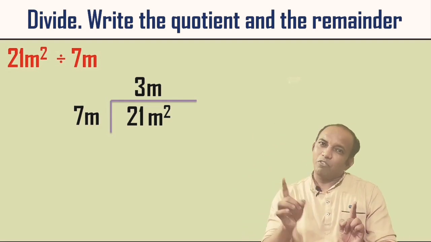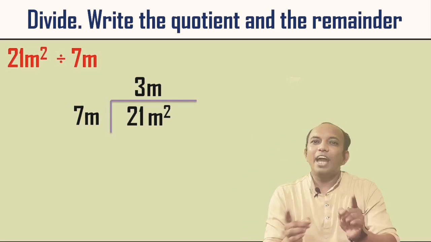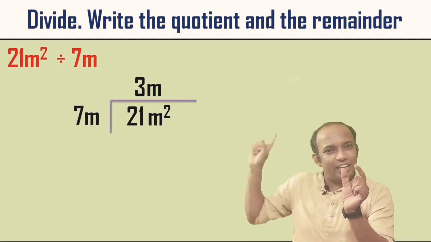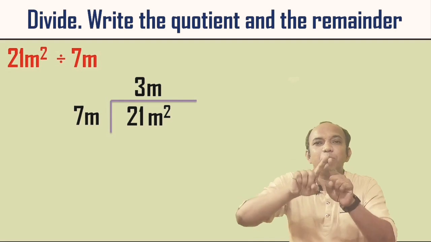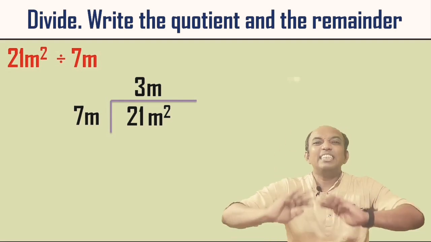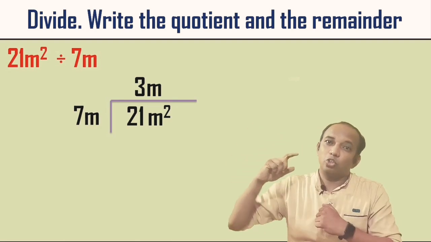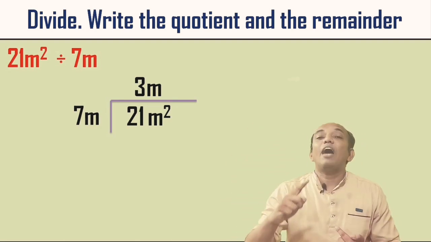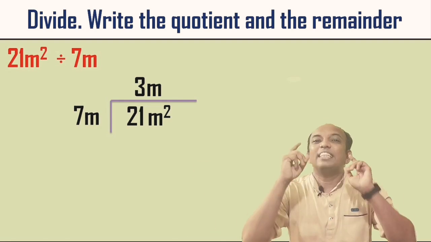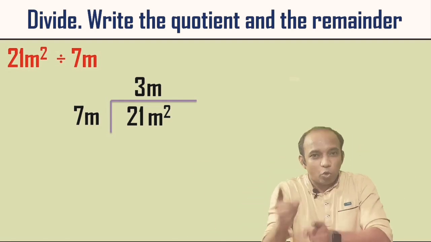After that we are going to check for the letters. We have only m in the divisor and m square in the dividend. So what is the difference between 1 and 2? Yes, it is 1. So 1m is extra in the dividend. So that extra m we have to write in the quotient. So in short, in the quotient, what do we get? 3m. Yes, and that is the answer for us.